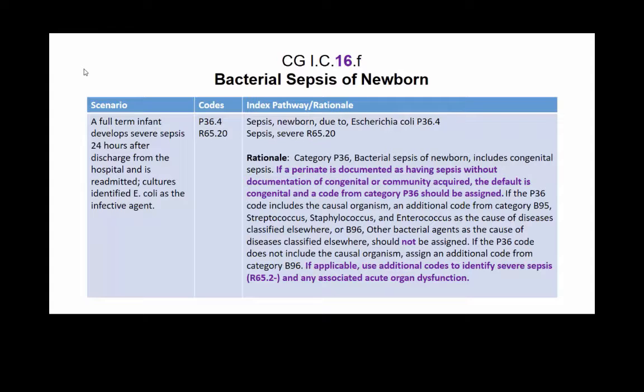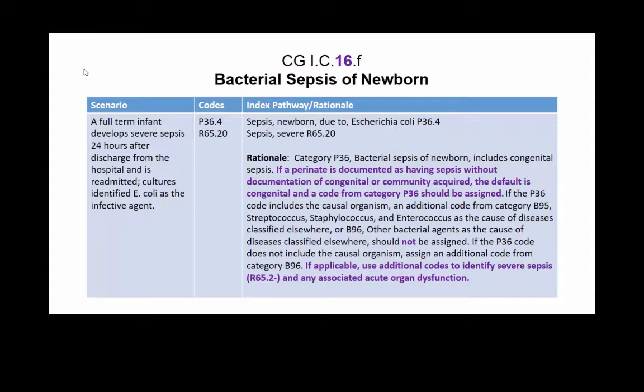Our guidelines tell us if the perinate is documented as having sepsis without documentation of congenital or community acquired, the default is congenital. In other words, the baby's coming back to the hospital. The documentation does not tell us if the sepsis was born with it, which would be congenital, or developed in the hospital or in the community, which would be community acquired. The documentation doesn't tell us, so we're going to code this sepsis as congenital, and that puts us in the P36 category.